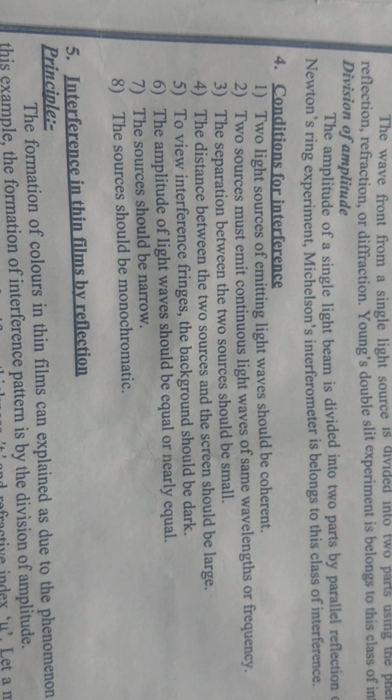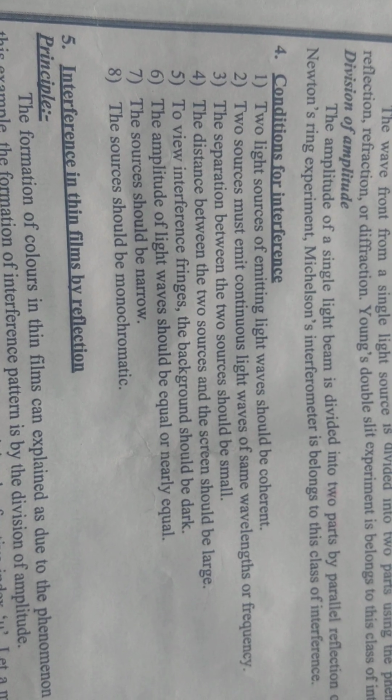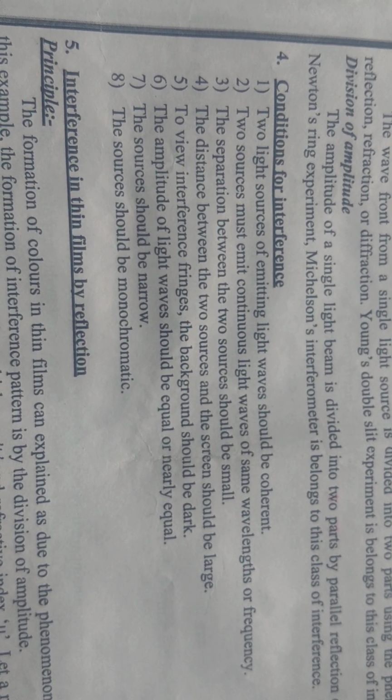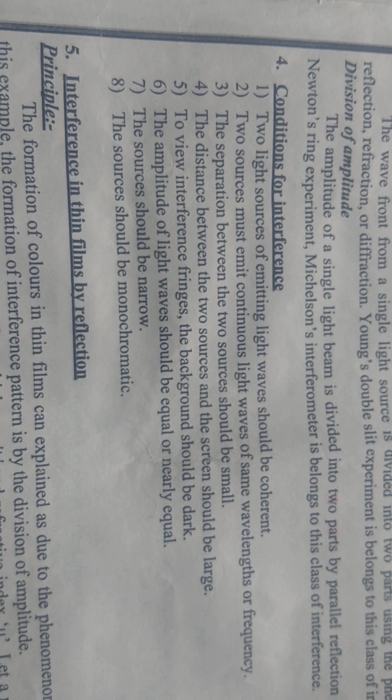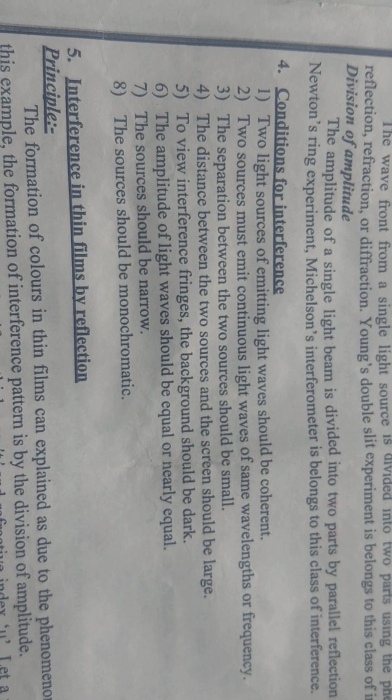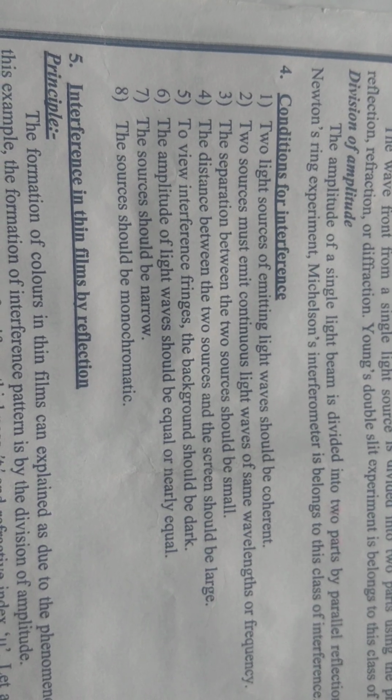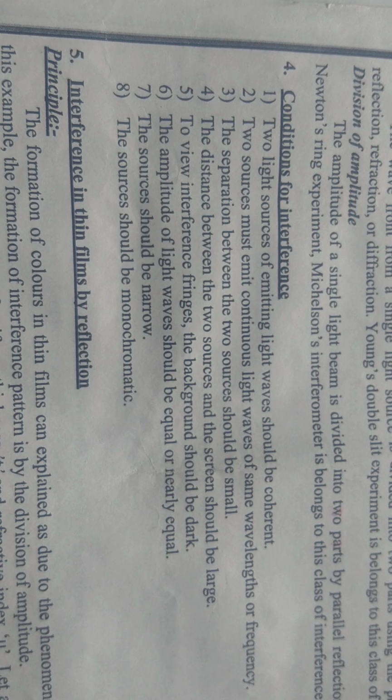To view the interference fringes, the background should be dark. The amplitude of the light waves should be equal or nearly equal. The sources should be narrow. The sources should be monochromatic. So these are the conditions required to get sustained interference.